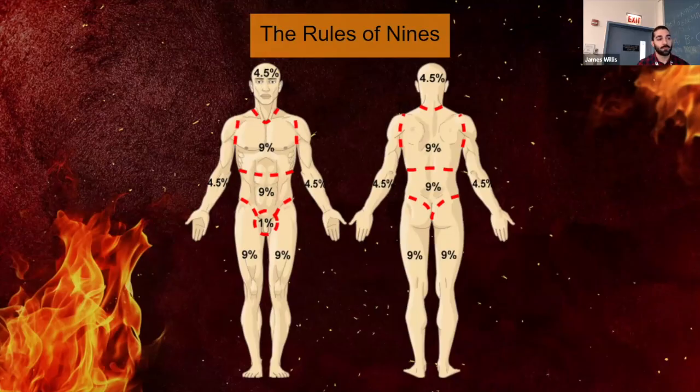So it categorizes the body in different variations of nines. The entire head is 9, with the front and back being 4.5% each, similar to the arm, 9, with front and back at 4.5%. The leg is a little bit larger, obviously, so the front and back are each 9%, and then they subdivide the torso into the chest and abdomen as 9, 9, and then the back as well. These calculations can only be used for second and third degree burns, not for first degree burns.